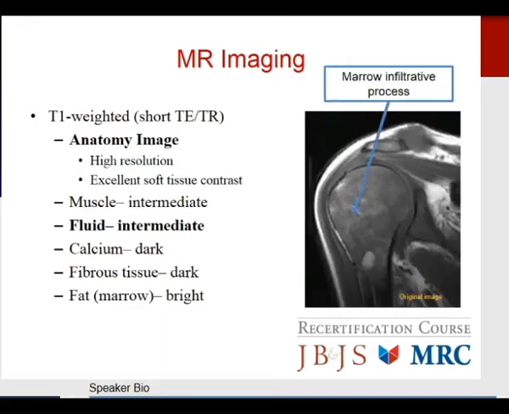If we see signal on a T1 weighted image that's low, equal to or less than muscle, then this is indicative of some type of marrow replacement process. We can see this with lymphoma, metastatic disease, multiple myeloma, or possibly a primary neoplasm. So T1 weighted imaging is very helpful in assessing marrow infiltrative processes.